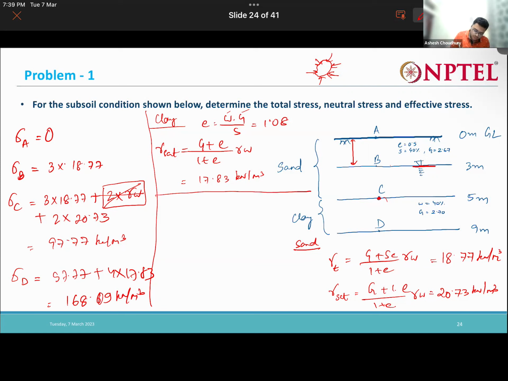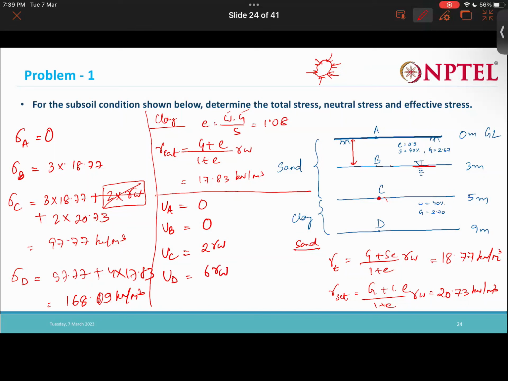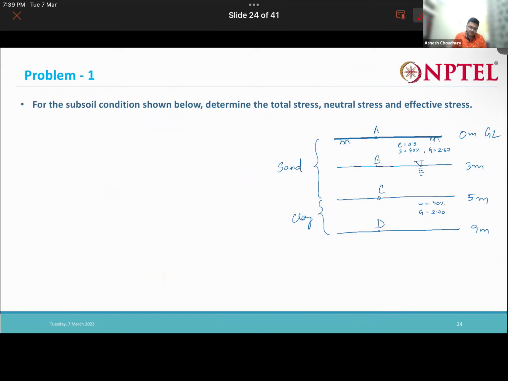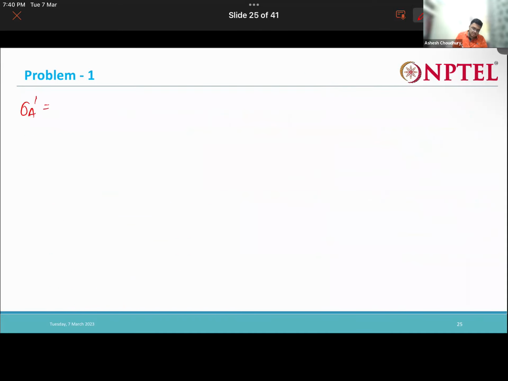Now what will be my pore water pressure at A? 0. My pore water pressure at B, again 0. What will be my pore water pressure at C? 2 into gamma W. At D, 6 into gamma W. Done. The total stress we have, pore water pressure we have. Now we can easily determine the effective stress. So effective stress at A equal to this minus this. Please find out.